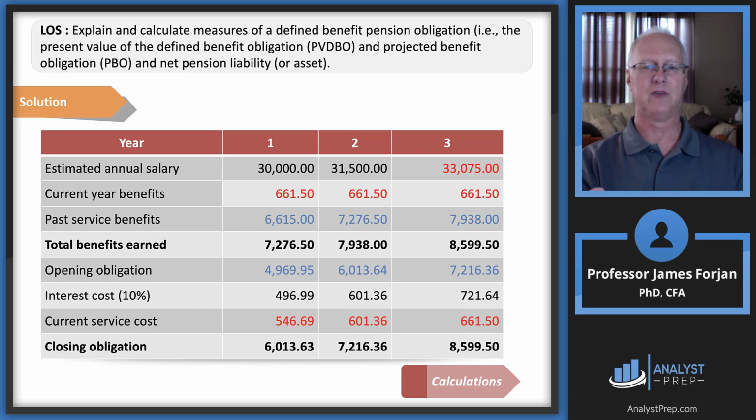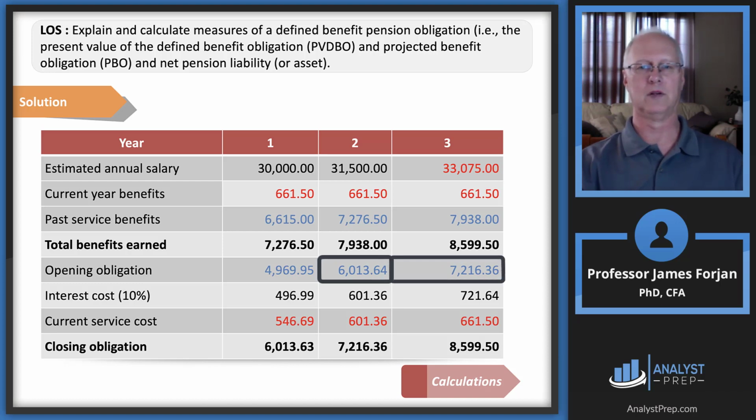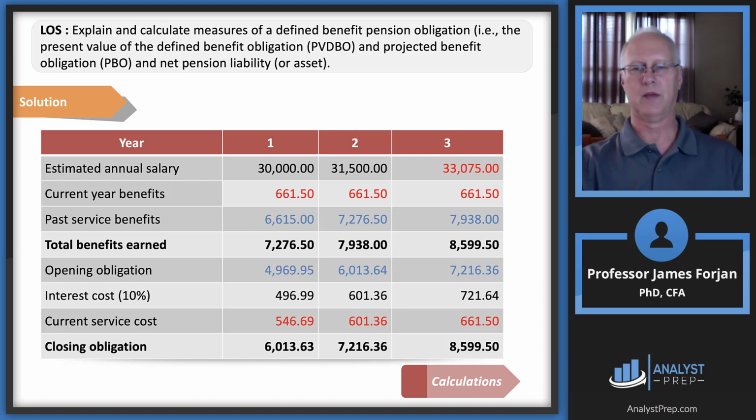So you take the past service benefits, and we need to discount them 3 periods, right? Because this is 3 years. So 66.15 divided by 1.1 raised to the third power. Notice in my calculator, I just kept dividing by 1.1. And then you do that again and again for each year 2 and 3. But this time you're just going to raise it to the second and raise it to the first power. So that opening obligation is 49.69.